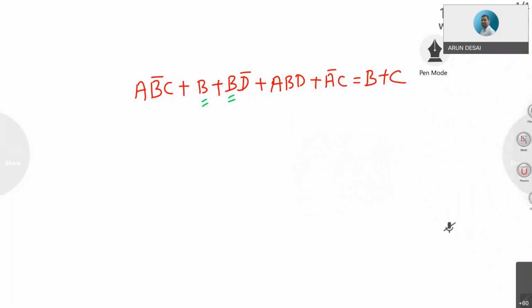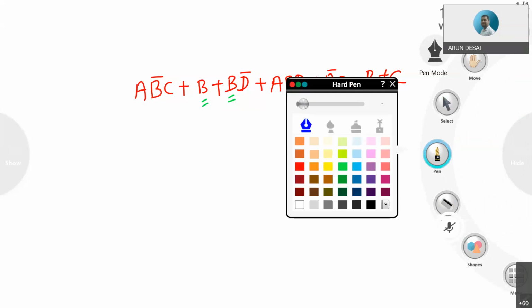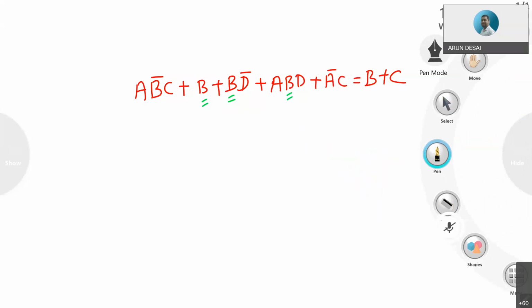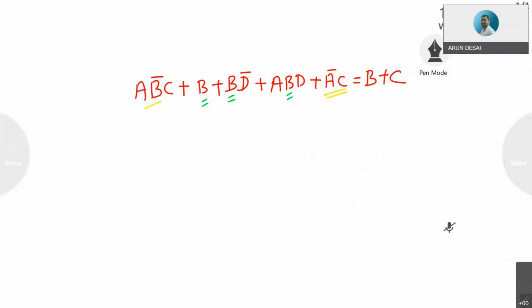There is a common factor between those terms. Find those common terms, get them out, and try to reduce the expression. I'm going to solve this right now.